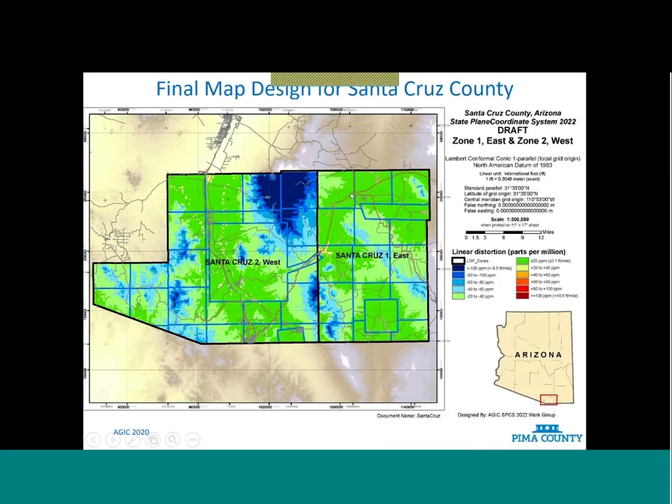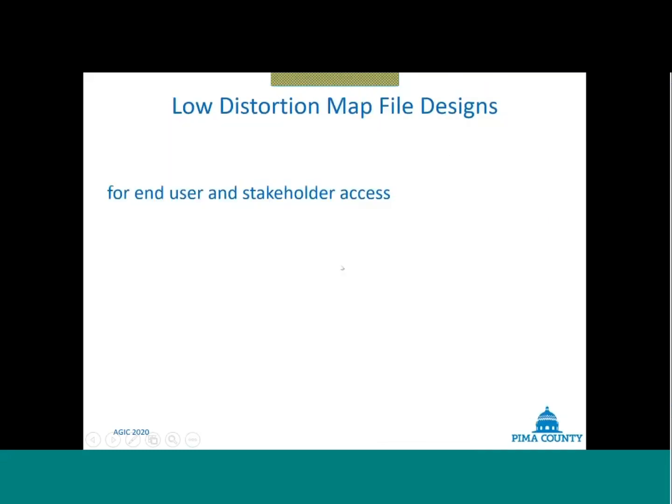So the final designs are going to look somewhat like this. We'll probably have them as PDFs. We'll probably also have source data that people want to take a look at and work with themselves. It'll have the projection parameters included along with the linear distortion and a map where the zones exist in Arizona. And then there are graticule lines for the coordinate system around the edge of the map, as well as latitude and longitude.